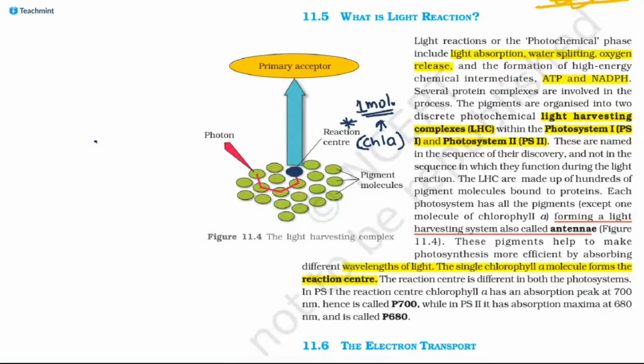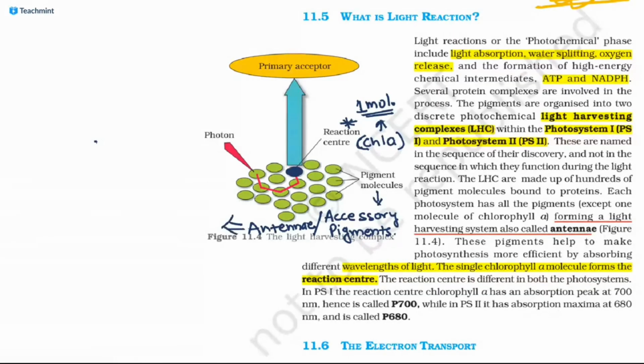Then this reaction center, or chlorophyll A, is surrounded by a large number of pigment molecules, and these pigments are called accessory pigments. Now these accessory pigments we can also call antenna. We will call them accessory pigments or antenna. So we see that the reaction center, which is chlorophyll A, is surrounded by the accessory pigment or antenna pigment. Or simply antenna.